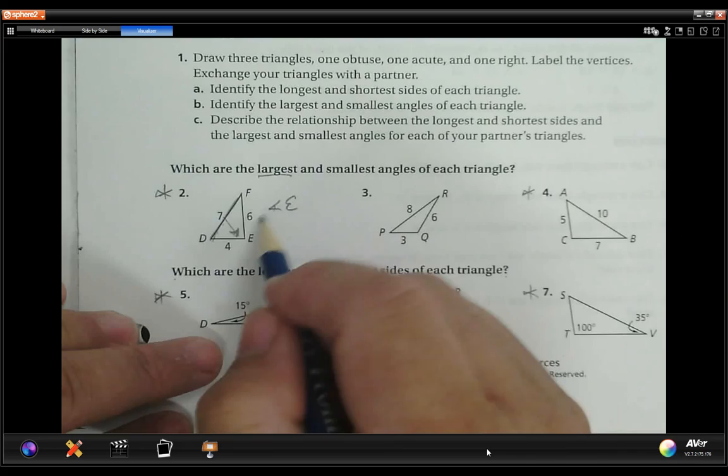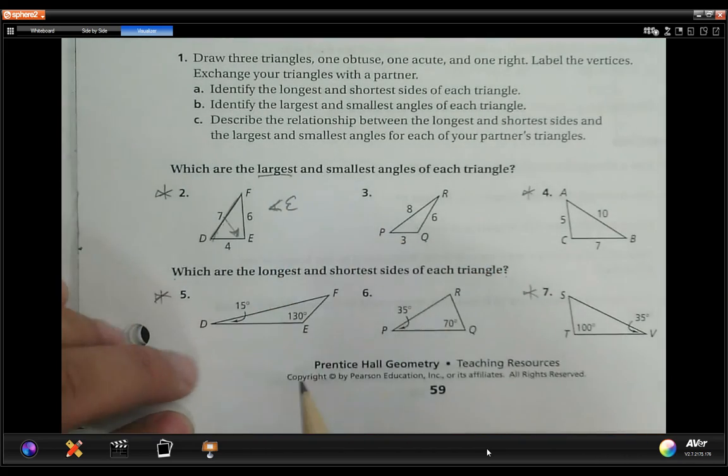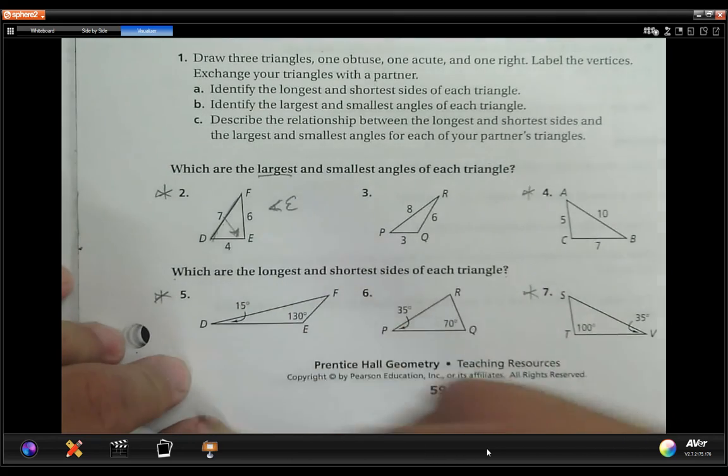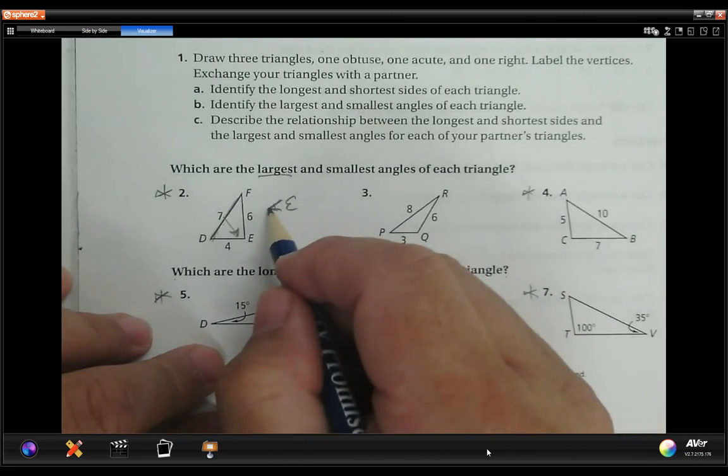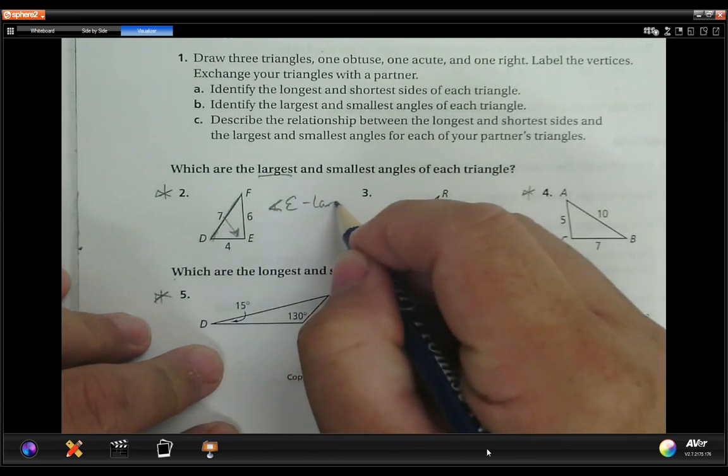You can use the less than symbol on your Cami, because when you work on the practice, it's going to be hard to put that little symbol in. You don't want to have to write angle every time, so you can just use the less than. It'll be fine. All right, so that is my largest.